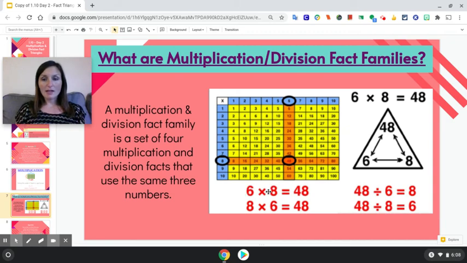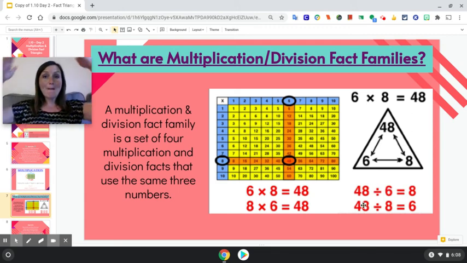So it would be 6 times 8, but then you can also flip it, because 8 times 6 also equals 48. So there's always two multiplication facts you can do. And then just like there's two multiplication, there are always two division facts, because you're going to flip flop here.